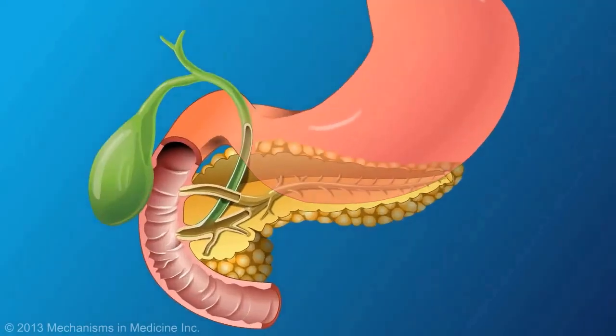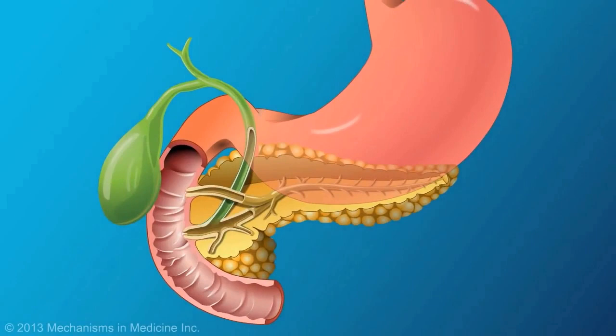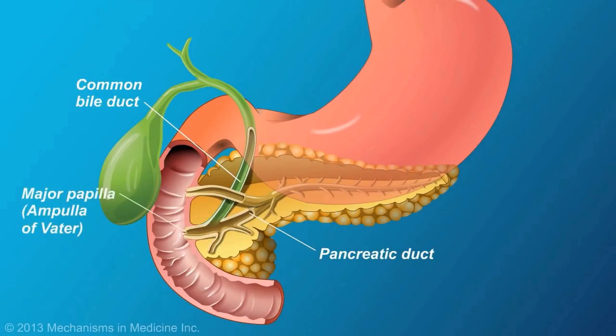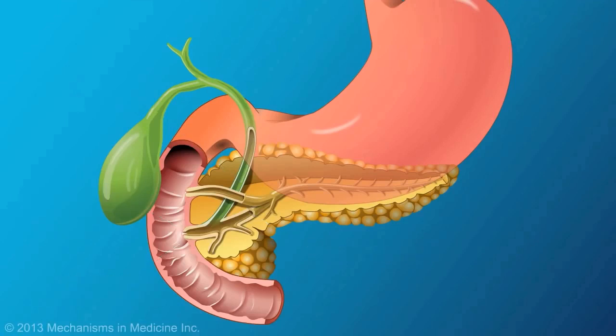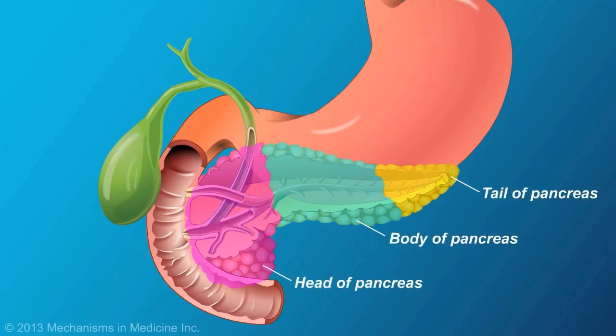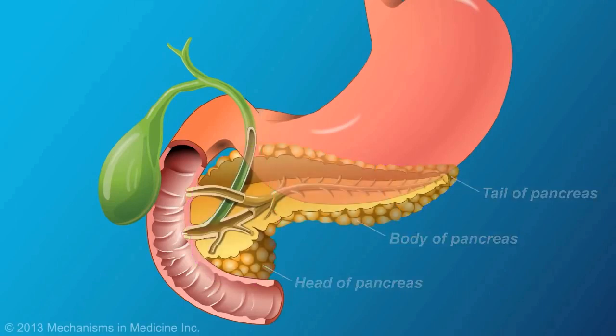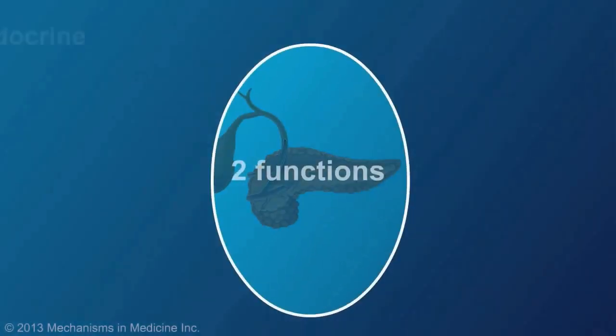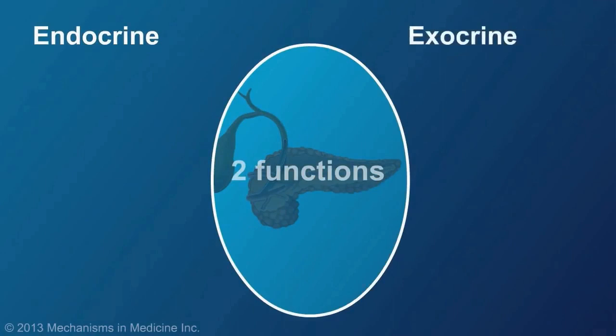The pancreas is comprised primarily of a network of tubes or pancreatic ducts that release liquids into the upper portion of the small intestine, called the duodenum. Anatomically, the pancreas is divided into 3 regions: the head, the body, and the tail. The pancreas has 2 functions, endocrine and exocrine.